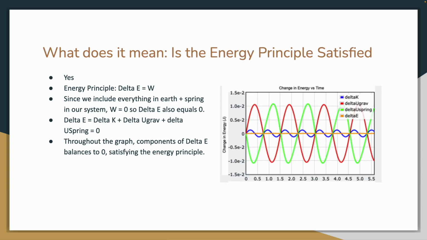What does it mean? Is the energy principle satisfied? Yes. The energy principle is delta E equals W. Since we include everything, including Earth plus spring, in our system, the work is equal to 0 because everything is in our system. Since work is equal to 0, delta E is also equal to 0. Delta E is equal to delta K plus delta U gravity plus delta U spring, which all in total equal 0. As you can see on the right hand side, throughout the graph, all the components of delta E balance to 0, satisfying the energy principle.